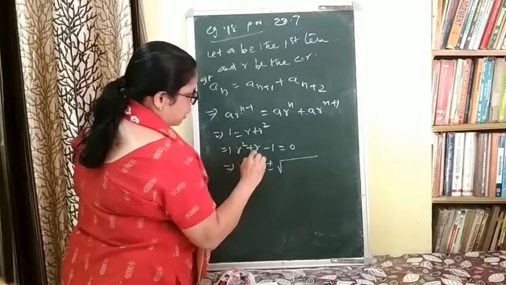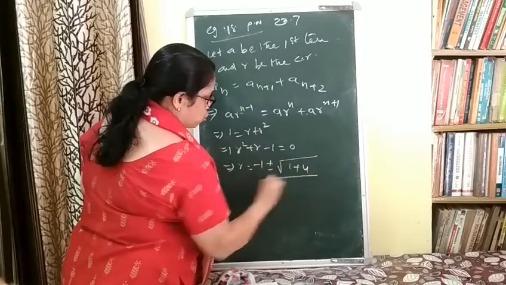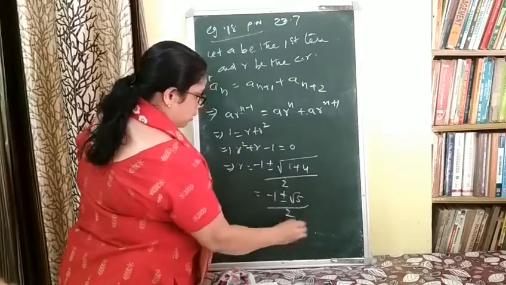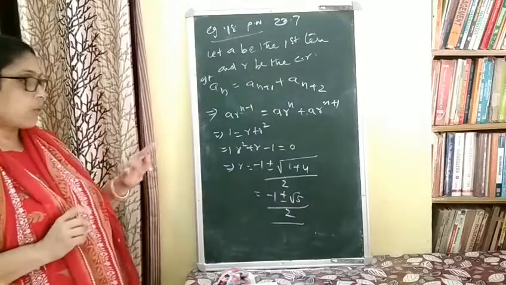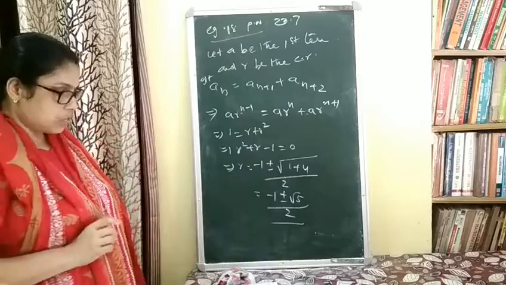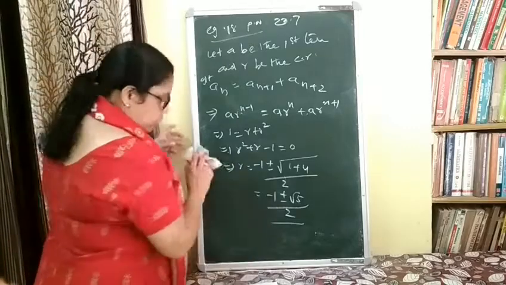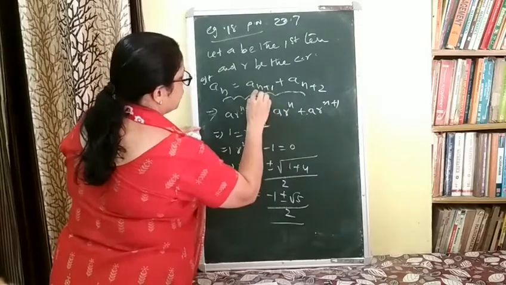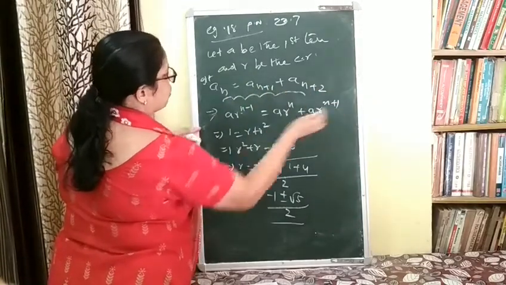B square is (1 plus 4) by 2, that is minus 1 plus or minus root 5 by 2, where there are two values of R, the common ratio. One is minus 1 plus root 5 by 2, the other is minus 1 minus root 5 by 2. This is also a difficult question. This step is very important. Each term is the sum of the next two consecutive terms.